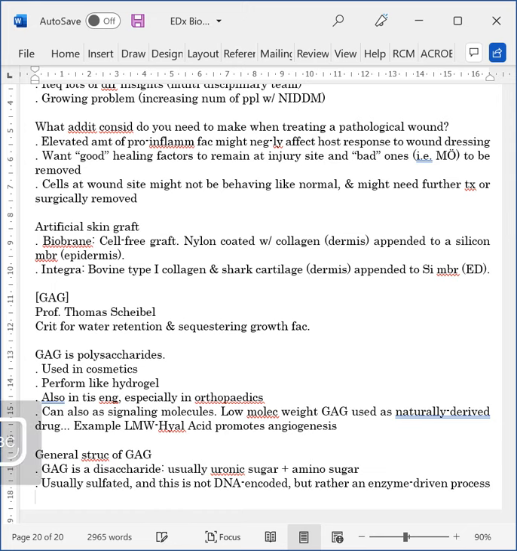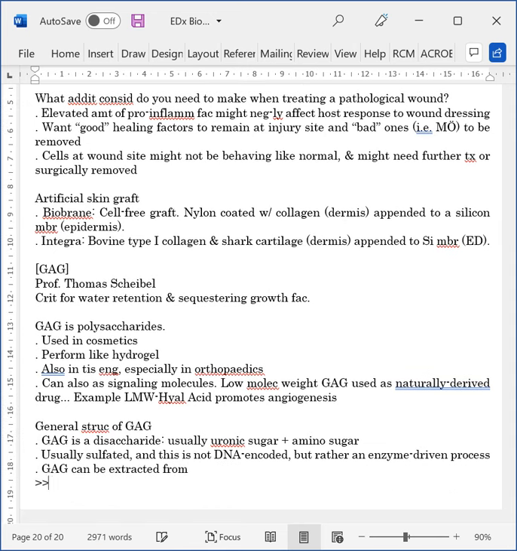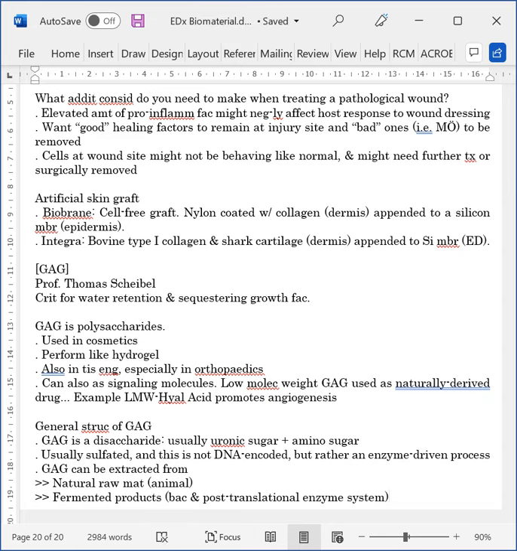Where do we get the GAGs from? For the applications, for instance, in cosmetics, natural raw materials are used because GAGs are not only found in humans, but also in animals. But GAGs can also, to some extent, be produced by fermentation, so in biotechnological processes, where we combine bacterial production and then post-translational enzyme systems to actually fine-tune the structure of the GAG.